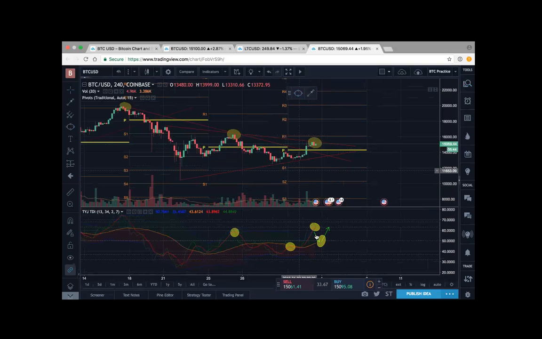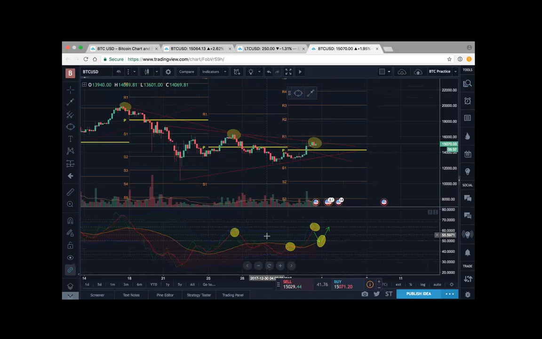But do you understand a lot more how the TDI works? Yes, I do. Because once you pair this up with your actual trend lines and your actual resistance and support levels, all of those combined together is going to give you your higher percentage trades.